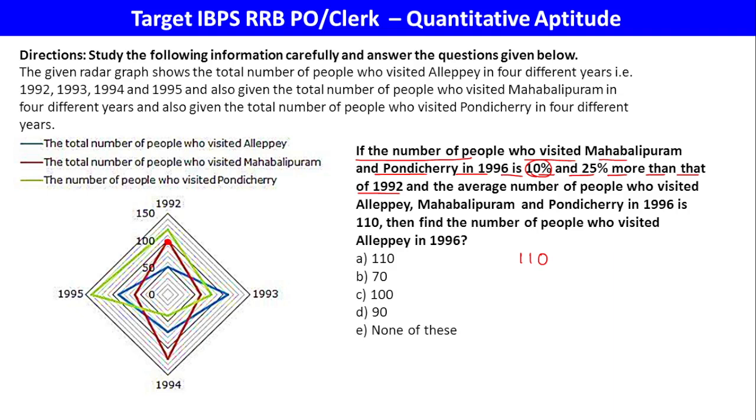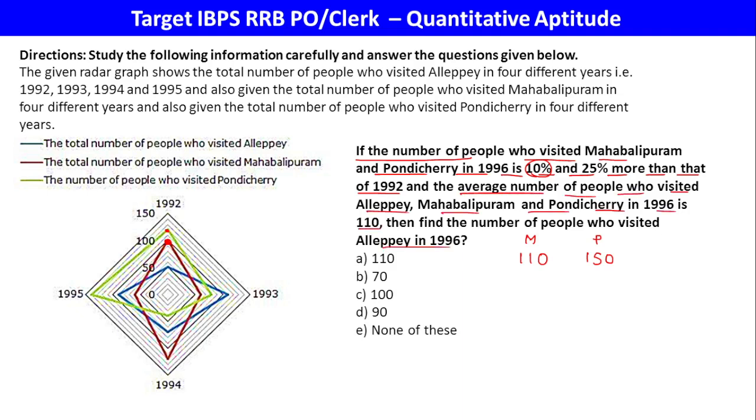Pondicherry. Pondicherry is 120, right? 25% extra on that: one fourth of 120 is 30. 120 plus 30 is 150. Right, that is for Pondicherry. And the average number of people who visited LFP, Mahabalipuram and Pondicherry in 1996 is 110.